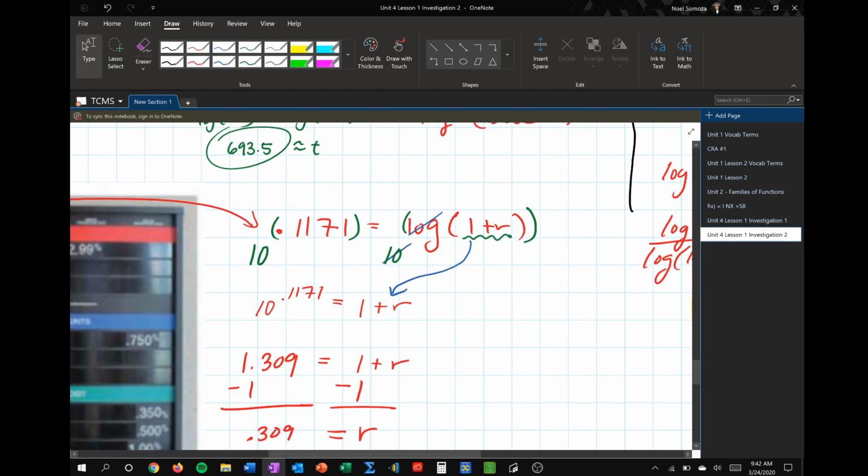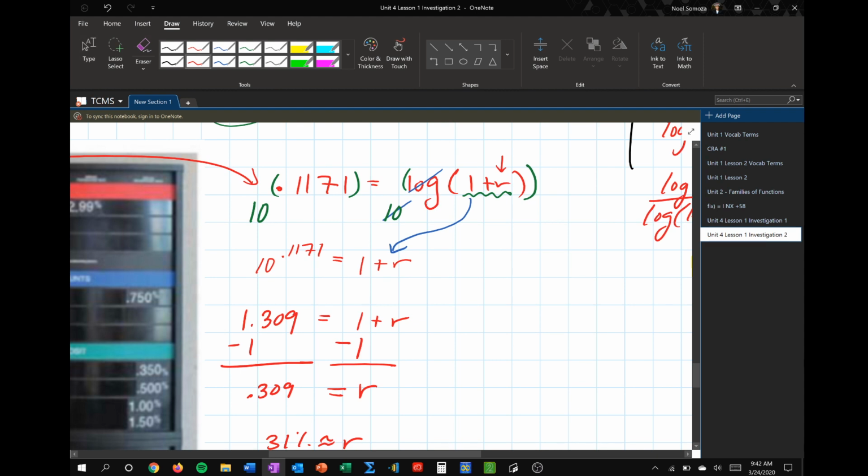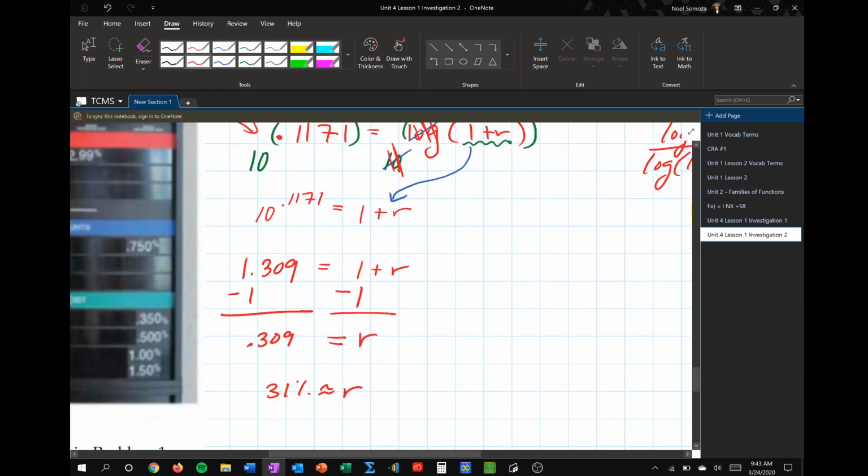And this is how I got 1.309. Okay, so if ever you come to a point that log is preventing you from solving for the variable that's on the inside, notice how the r is what we're looking for, and it was stuck inside of the parentheses, then what you can do is apply that base of 10 to both sides. And so what you get is log and base 10 cancel. 1 plus r drops. And then once you take 10 to the power of this number here, 0.1171, you get 1.309, and that's equal to 1 plus r.